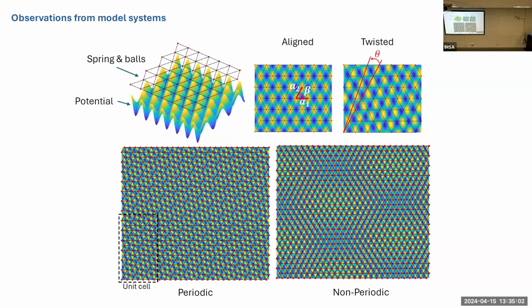Then this periodic potential, if it's aligned, gives the simplest system ever, but if we twist the potential layer, then the potential is no longer aligned with the lattice, and we start to see patterns like this. Now, for some very special thetas, the system can be periodic, but typically the unit cell is really large, so it's almost useless for calculations, and for generic values, it's non-periodic. So there is non-periodicity.